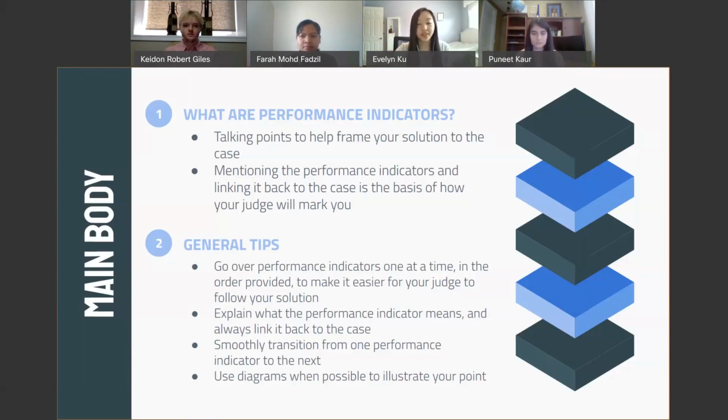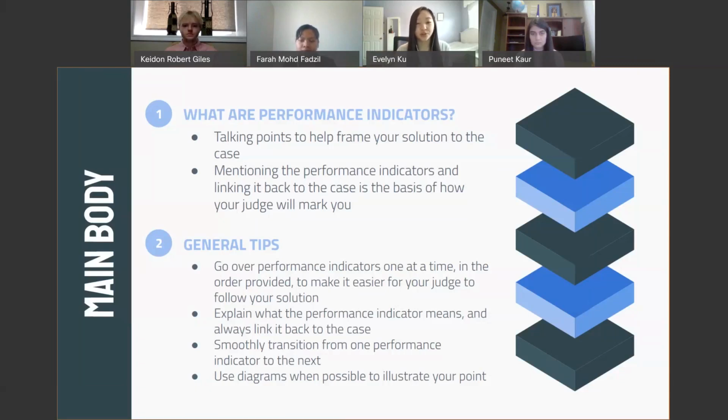The most important thing, though, is connecting it back to the case. A lot of times people get lost focusing on defining what the PI is, but then it's not relevant to what the solution is. So making sure after you have those explanations that you really take the time to explain it.